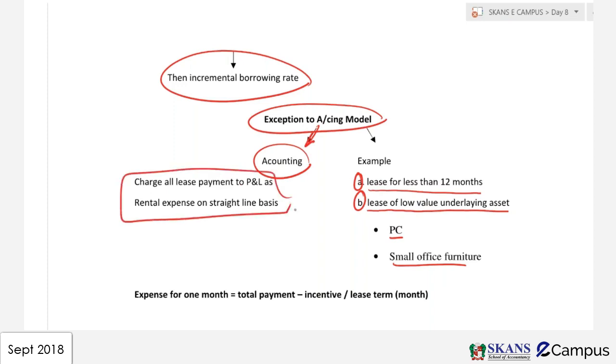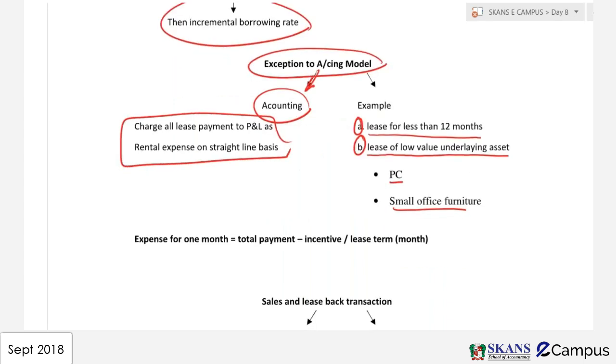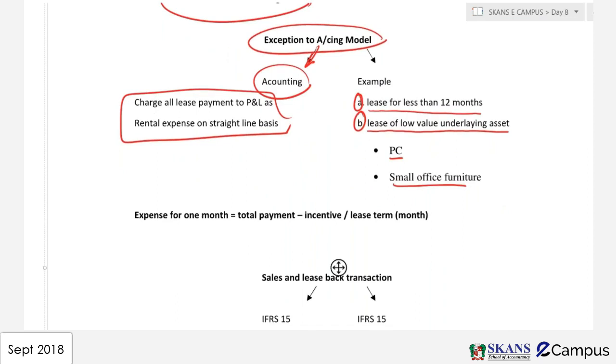So no asset, no liability, just charge all the lease payments to P&L on a straight line basis. So this is the accounting, guys. You have a formula to calculate the expense for 1 month. You will take the total payments that you need to pay in a lease contract. If there is any incentive, you are going to deduct the incentive. Then you'll divide by the lease term in months. You'll get the 1 month expense, then you can charge the whole year expense.